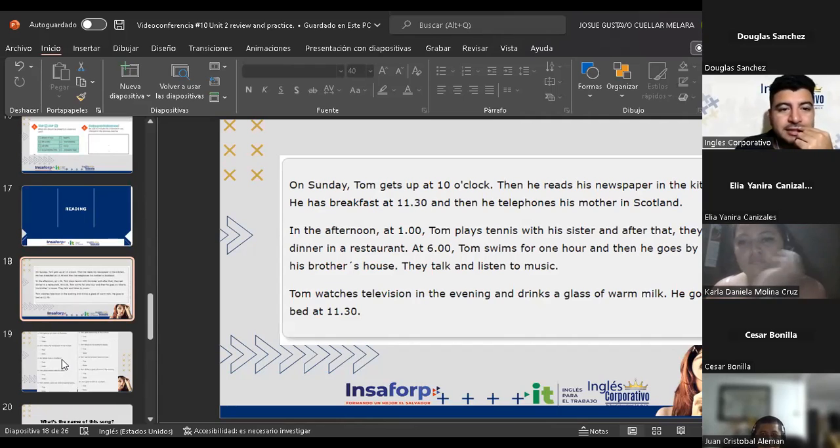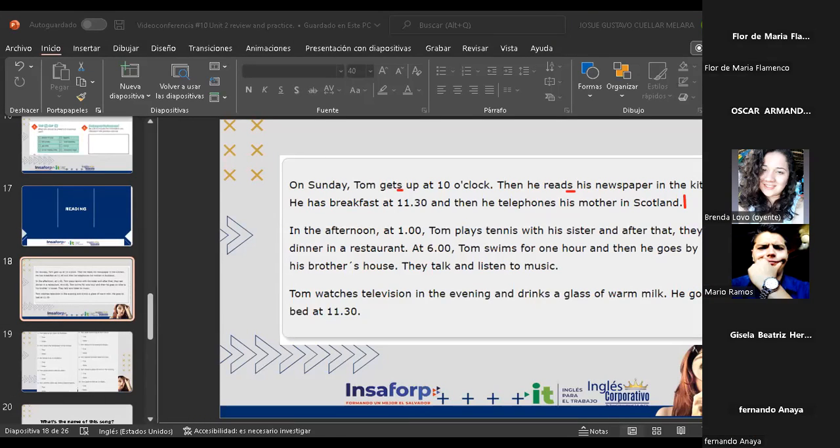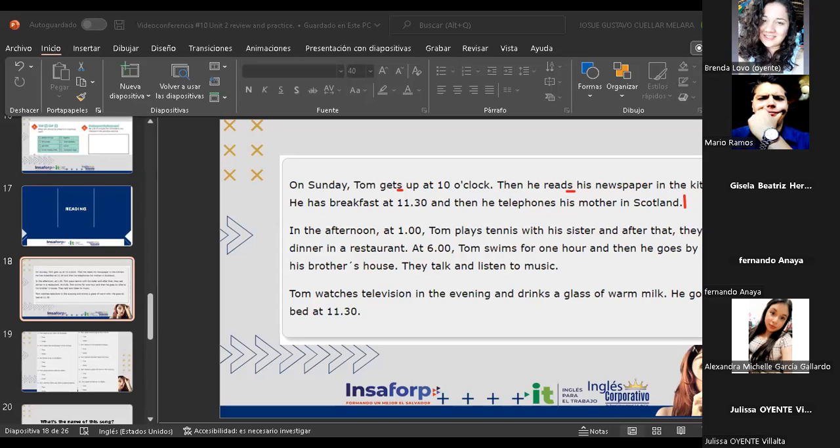Okay, so let's start in this case with Abel. Can you help us on Sunday? And I'm going to show you when you're going to stop. Okay, you're going to stop here. Okay, teacher. On Sunday, Tom gets up at 10 o'clock. Then he reads his newspaper in the kitchen. He has breakfast at 11:30 and then he telephones his mother in Scotland. Yes, okay, that is very nice. Yes, no problem.